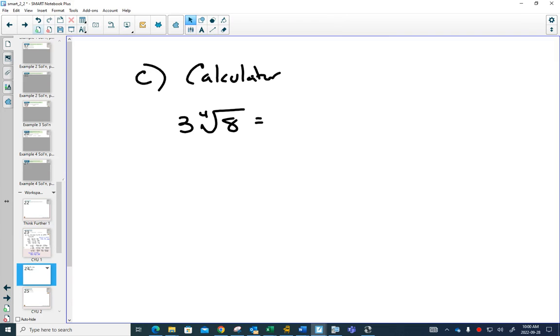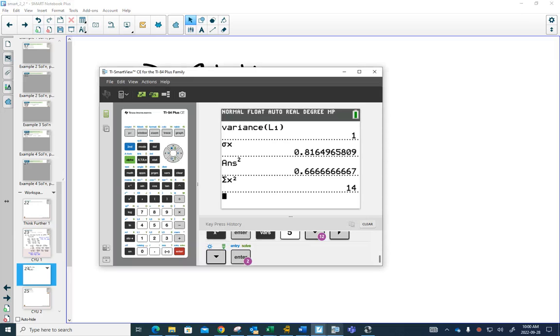Go to your calculator, type in 3. Oh, it's not responding. If it doesn't respond, I will do it on, oh, it's responding.